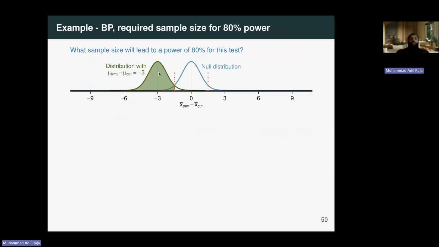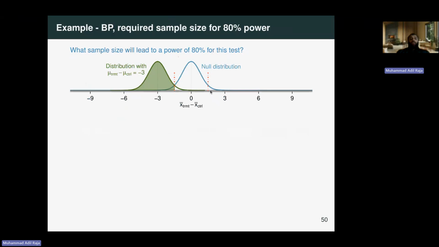So for instance, it is saying what sample size will lead to a power of 80% for this test? So this is the question. I will come to how to calculate this, but I'd like to talk about the power as well. So you plot the null distribution, and then you plot the distribution for the desired effect, which you say has to be at least 3 mmHg. So basically, you are saying that it should drop the blood pressure by 3 mmHg, which brings it to -3.